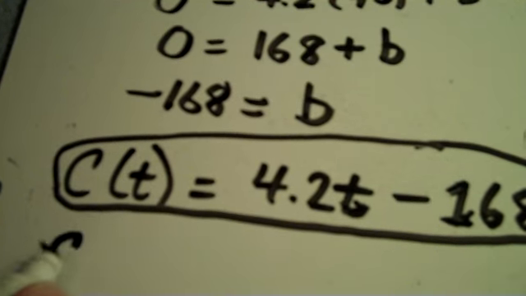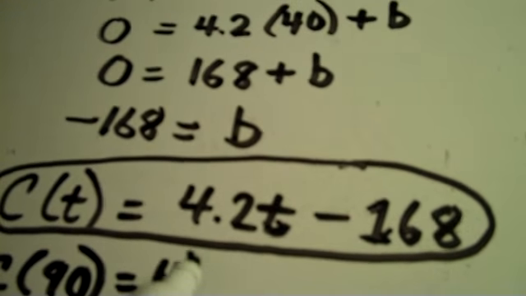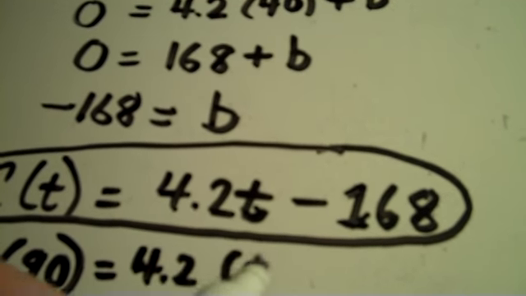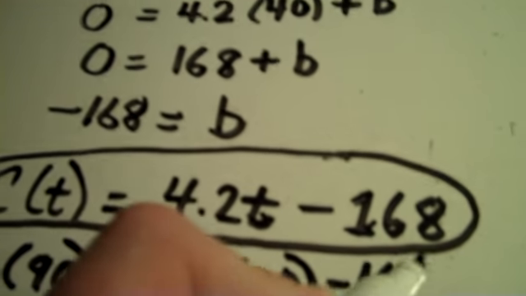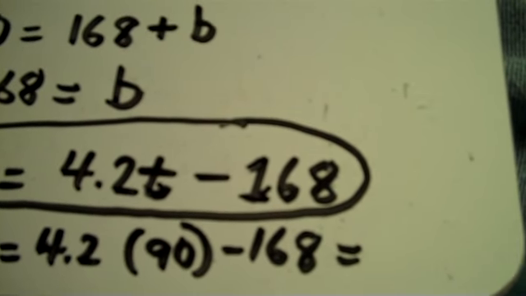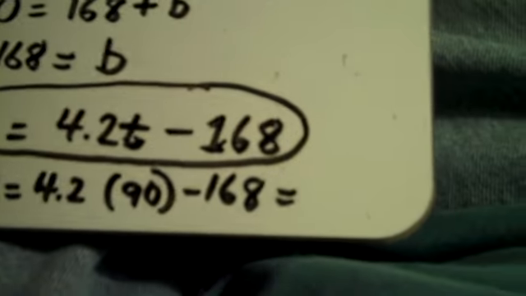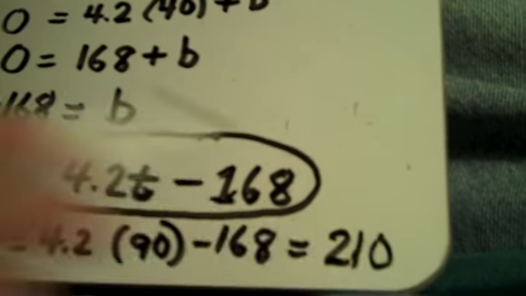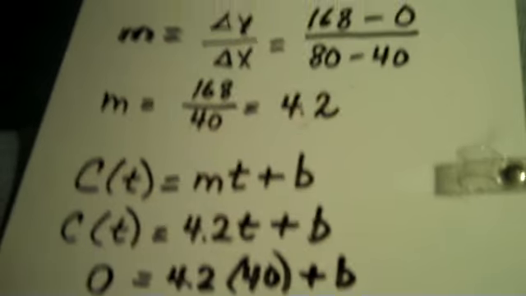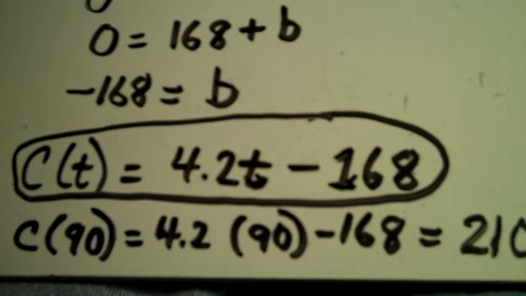Now, I think the last question said, how many chirps would there be at 90 degrees? Well, it's a simple matter of plugging in 90: 4.2 times 90 minus 168. And I believe if we do that calculation, let me hit my calculator over here. 4.2 times 90 minus 168 will come out to 210. So basically what this whole problem is doing is making use of our y equals mx plus b formula. That's all.